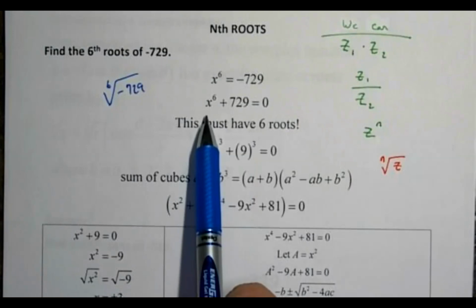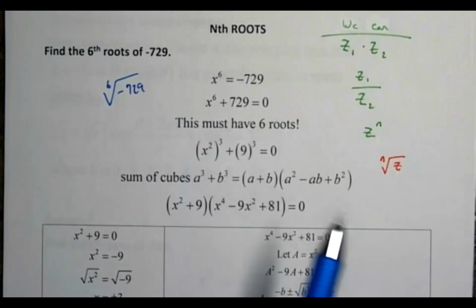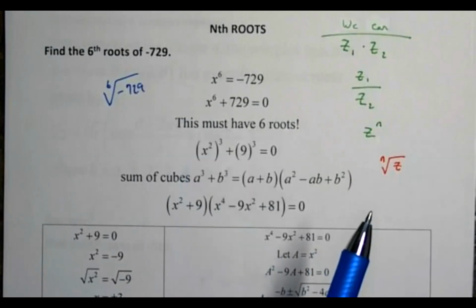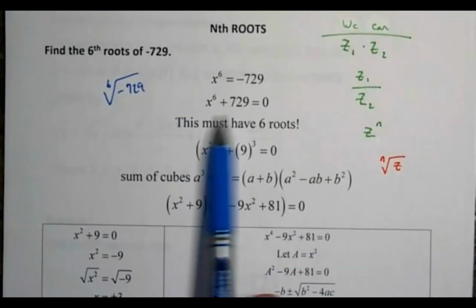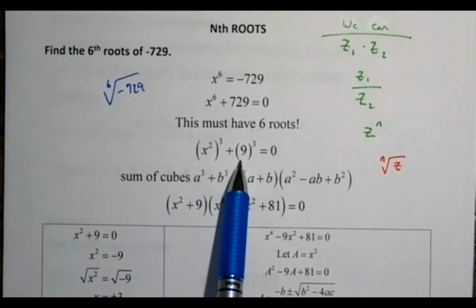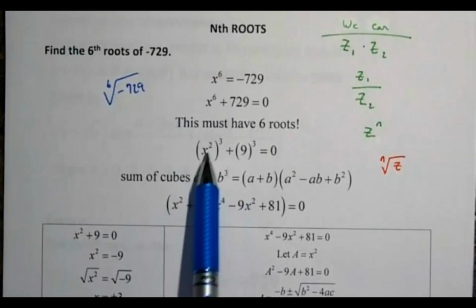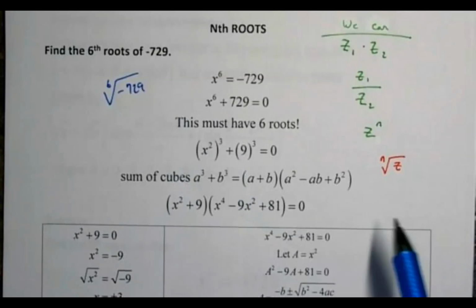So this sixth degree polynomial has to have 6 roots. So I can start factoring this. This is the sum of cubes. And that's why I chose this one, it's a little bit easier to work with because they could get very complicated.